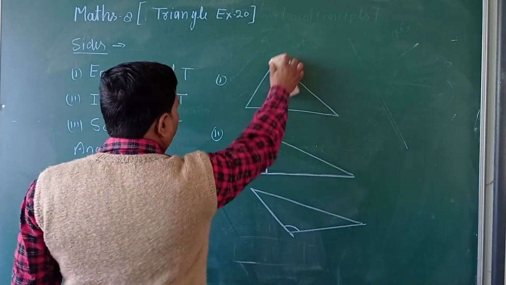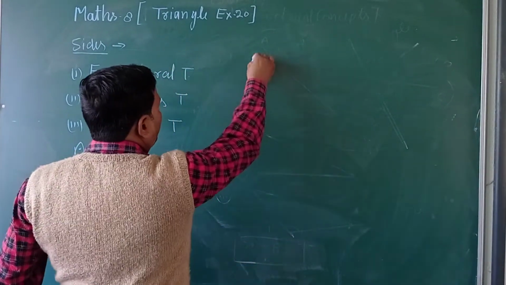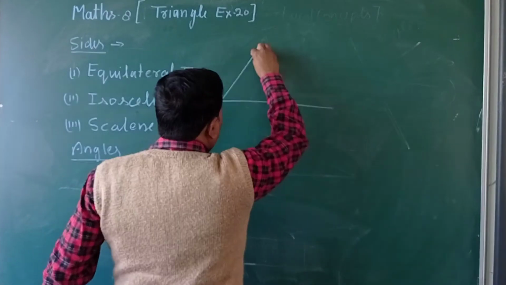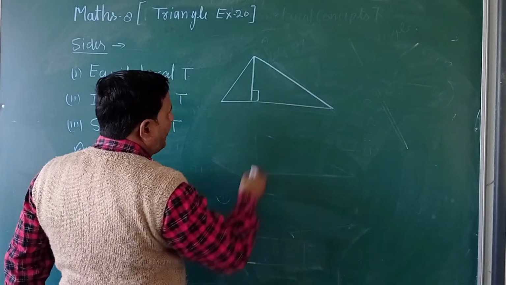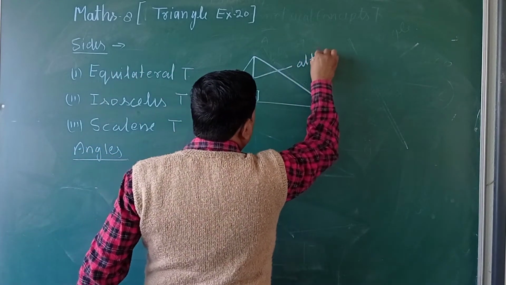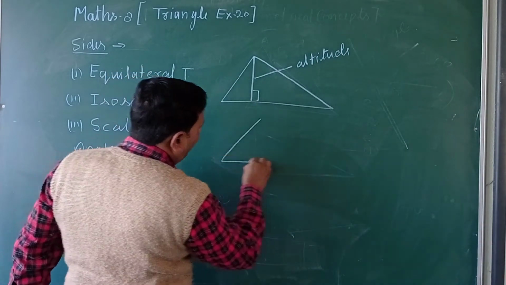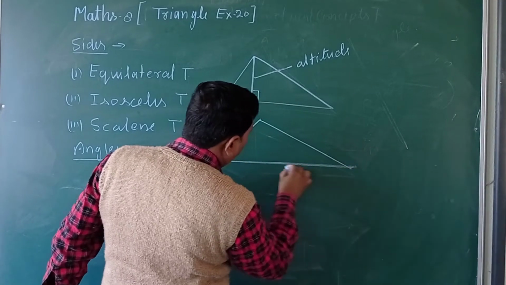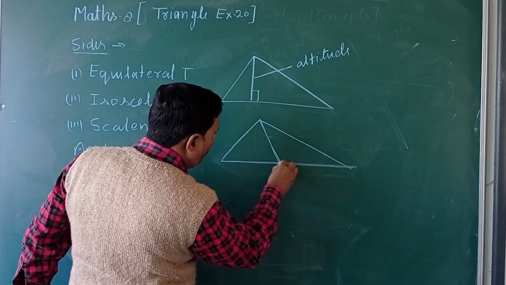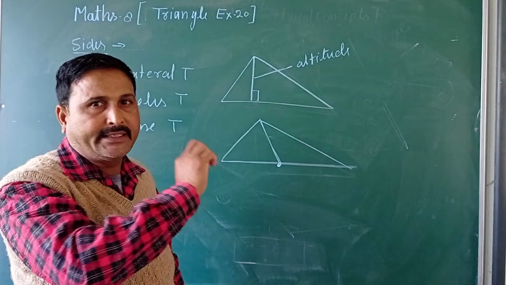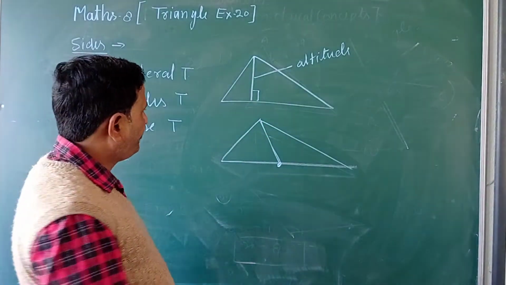Now see that in a triangle, already I have explained in my own video, the line from the vertex to the base perpendicular, this line is called altitude. Whereas the line joining the midpoint of the base from the vertex is called median. Already I have explained this one. This line is called median.